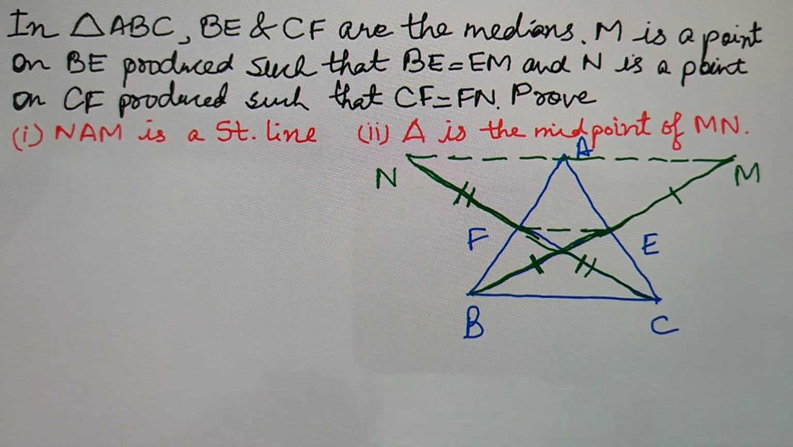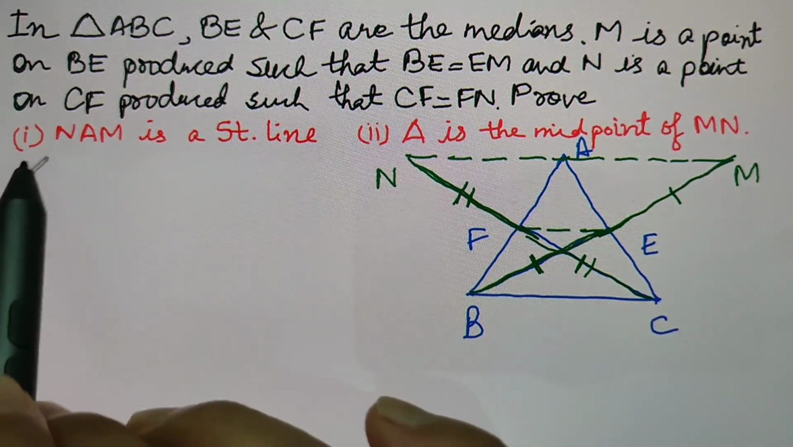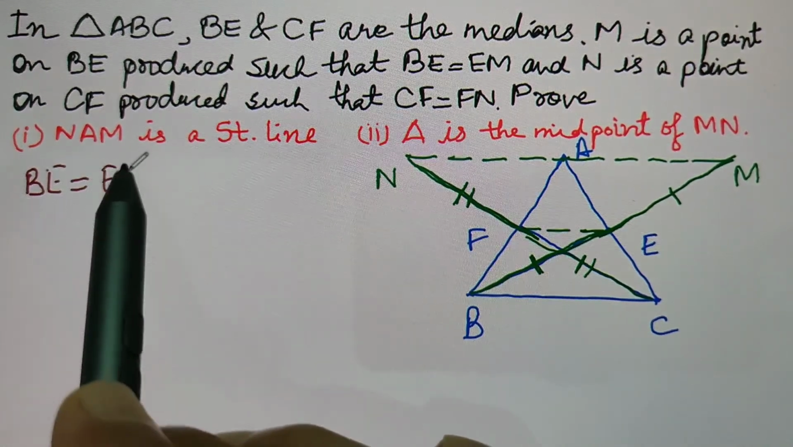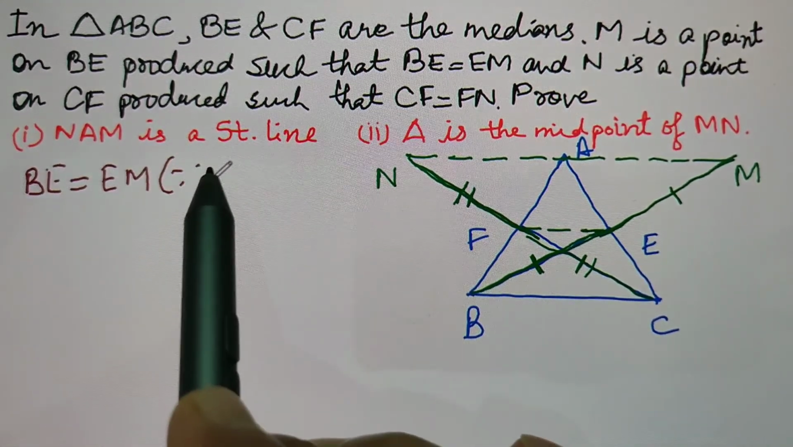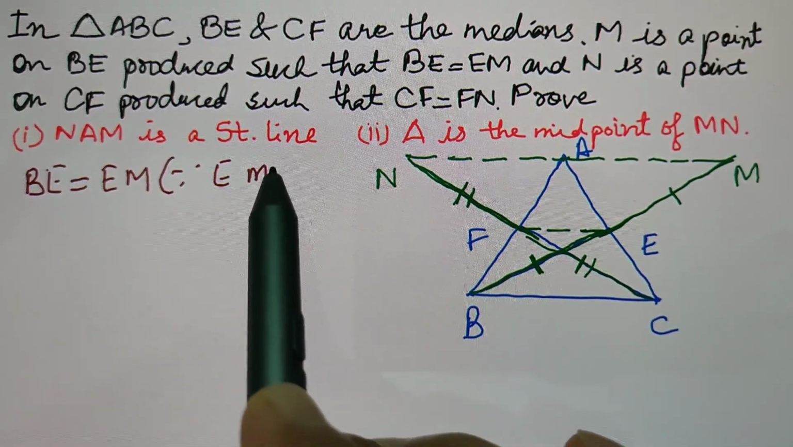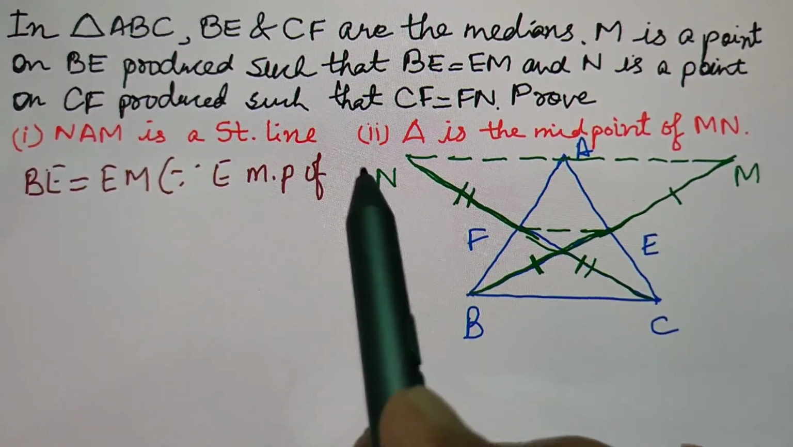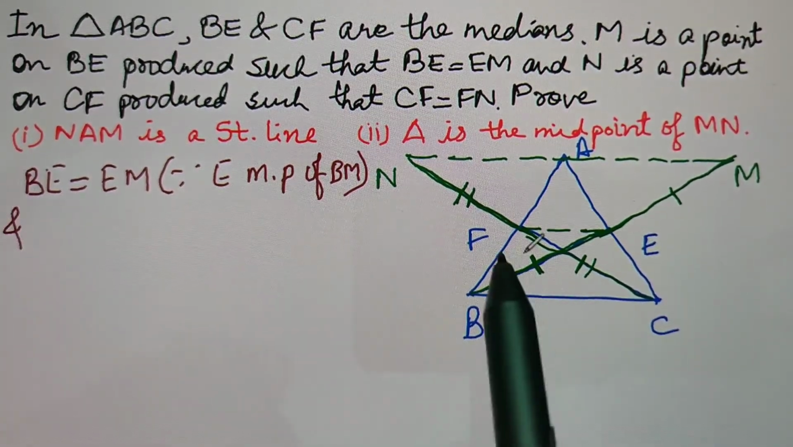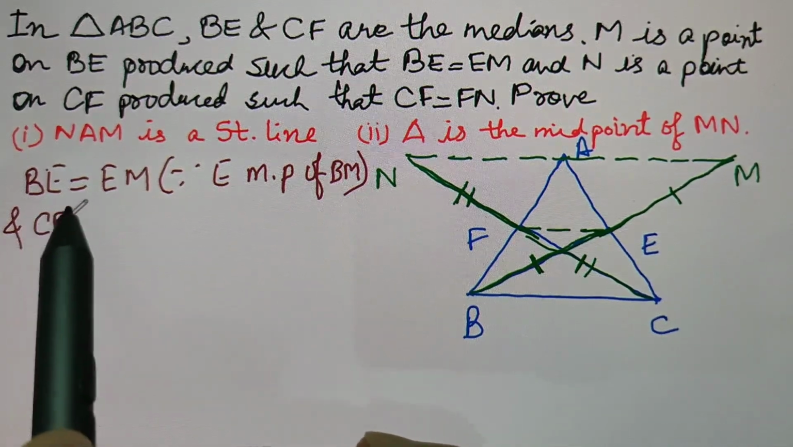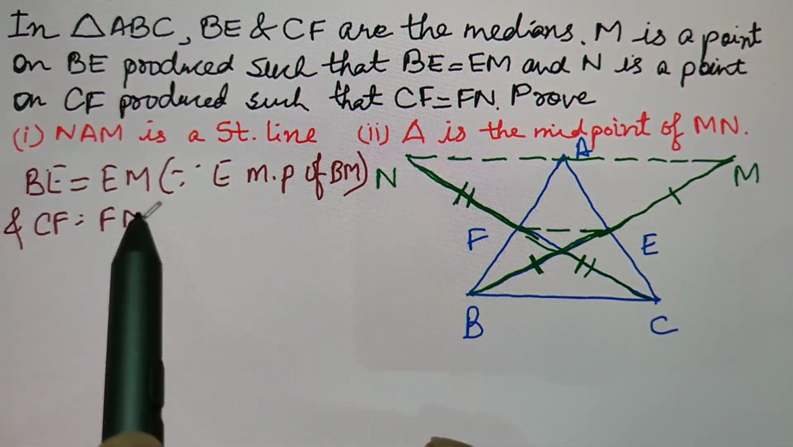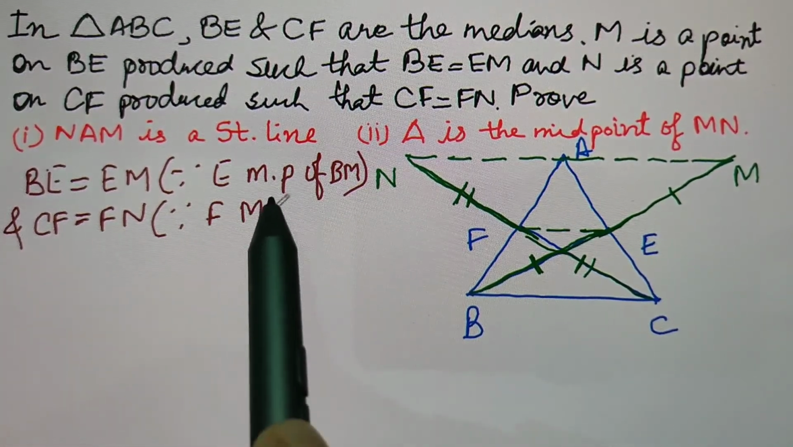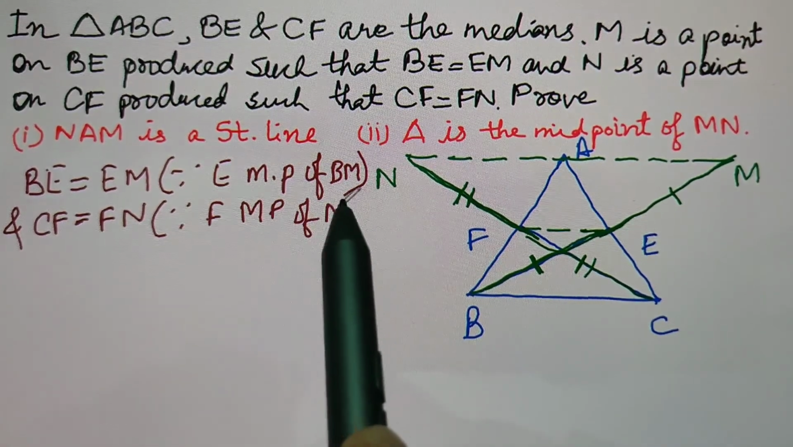Fine. Now let us see what can be derived from the figure, the given diagram. BE is equal to EM, because E is the midpoint of BM, and CF is equal to FN, because F is the midpoint of NC.